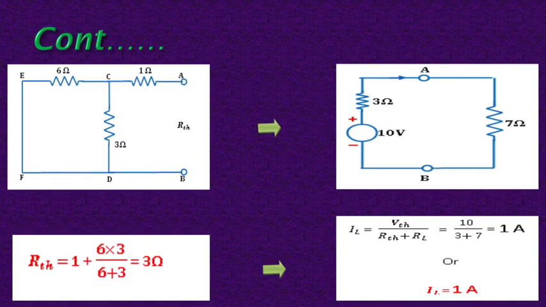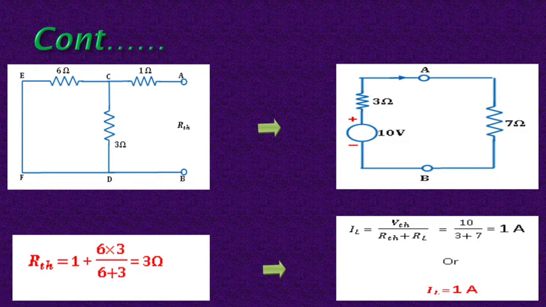Now short the voltage source E as shown in the figure. With respect to terminals A and B, the 1 ohm is in series and the 3 and 6 ohm are in parallel. Then find the RTH. 1 plus 6 into 3 divided by 6 plus 3. Then we get 3 ohm.